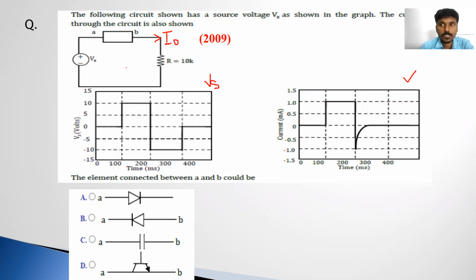So what do we have to find out here? What he is asking is, from the following devices, A, B, C, D: diode, reverse diode, capacitor and transistor, which of these four devices, when connected, gives you this waveform, this current waveform?